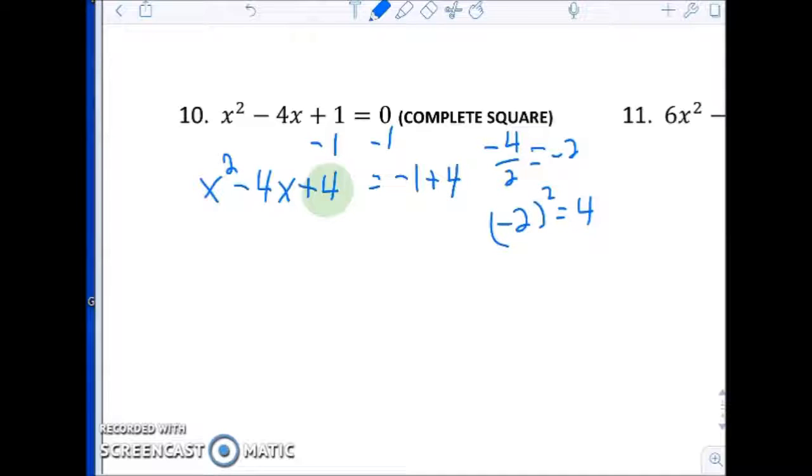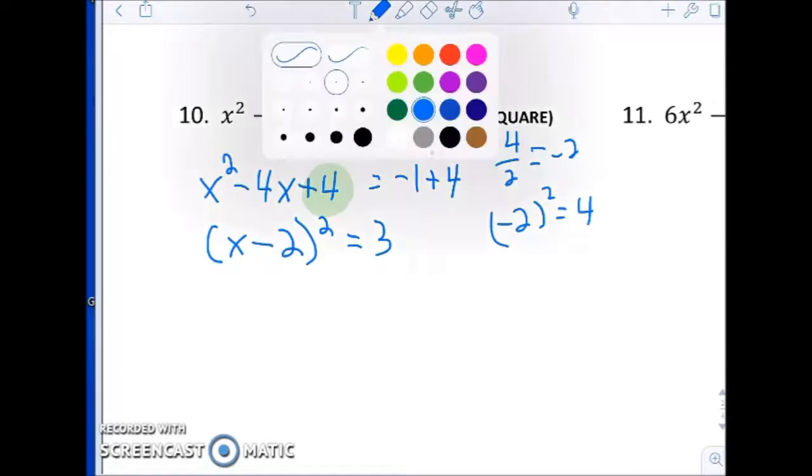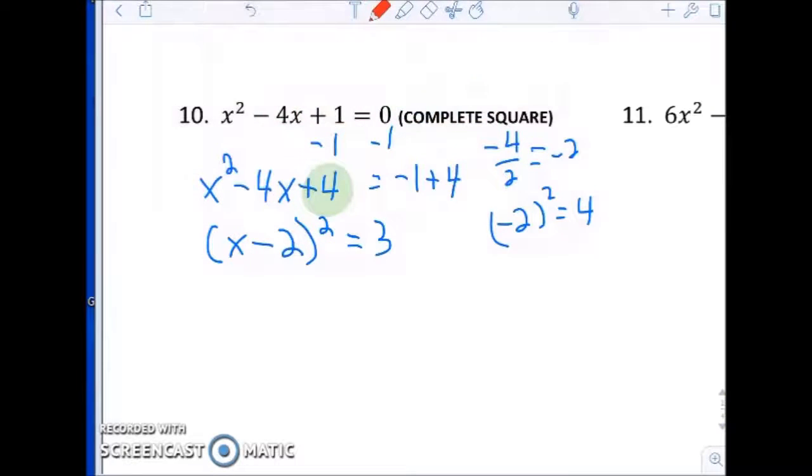And the reason we did this is so that we could factor it. So what two numbers multiply to be 4 and add to be negative 4? Negative 2 and negative 2. So x minus 2, quantity squared, equals 3. Now the whole purpose of completing the square is so I can solve by square rooting both sides. So I square root both sides.